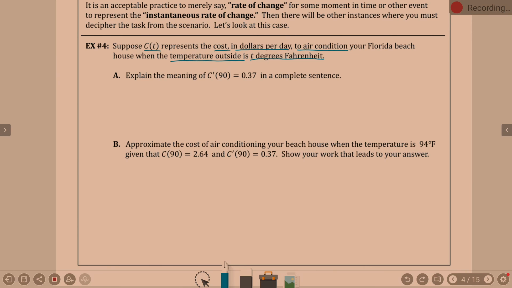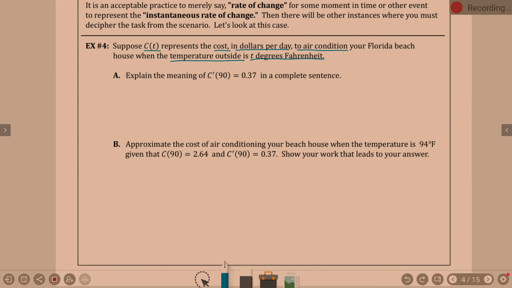this is derivative, right? And derivative of C. So C is the cost in dollars per day to air condition, okay? So if this is C prime, then it's changing. Yes, it's the rate of change. So the cost in dollars per day to air condition is changing at a rate of 37 cents per day. Does that make sense?